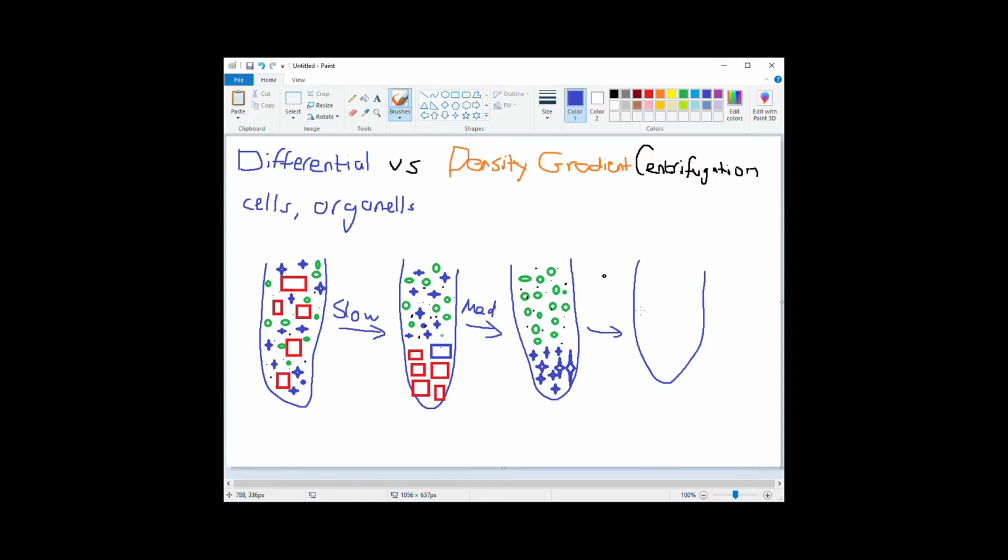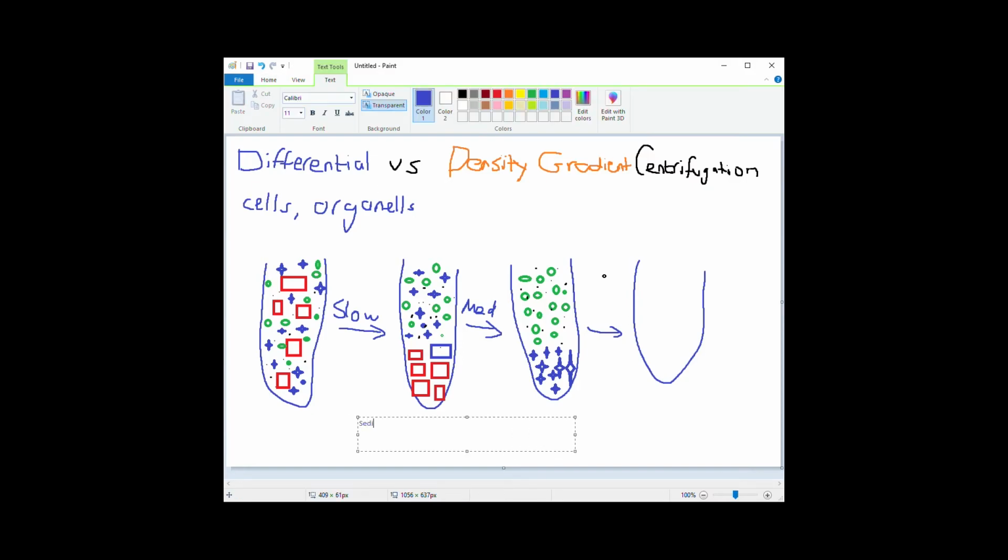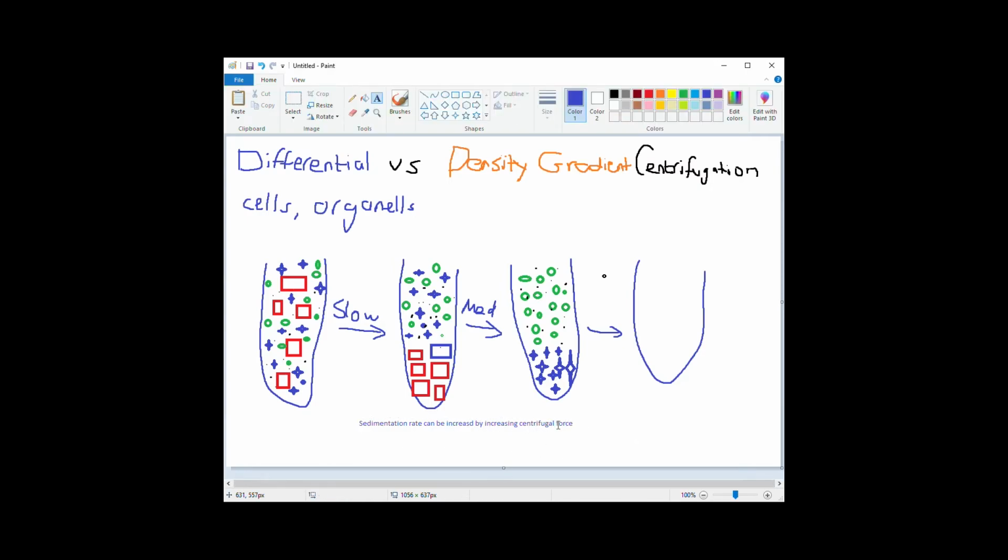The larger particles sediment faster than the smaller particles, and the sedimentation rate, I'll write this down here, sedimentation rate can be increased by increasing centrifugal force. So the smaller the particles are, the faster you have to spin, the increased centrifugal force needed to get them to pellet out to the bottom, but it will happen.